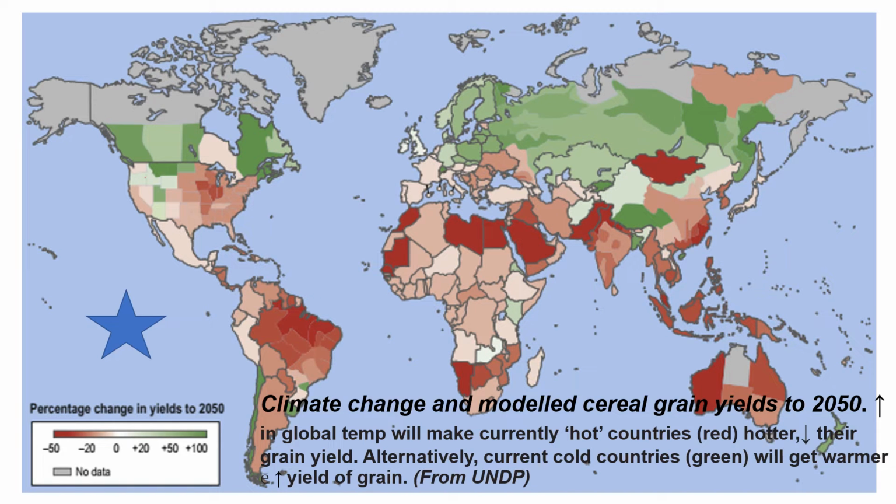This is a very important map for the world. It shows climate change and modeled cereal grain yields to 2050. An increase in global temperature will make currently hot countries, shown in red, get hotter and decrease their grain yield. Alternatively, currently cold countries, shown in green, will get warmer, with an increase in their grain yield. This is from UNDP.